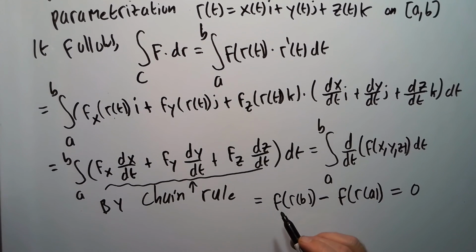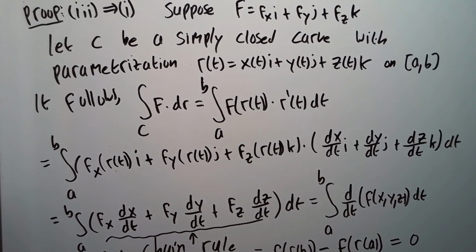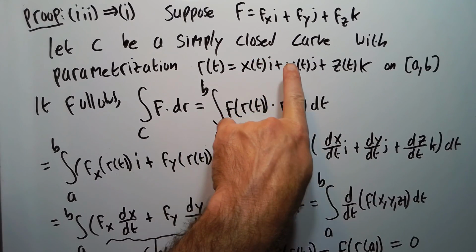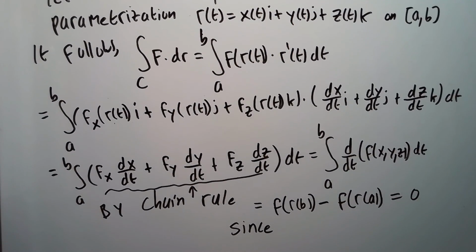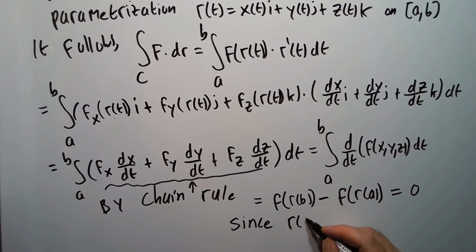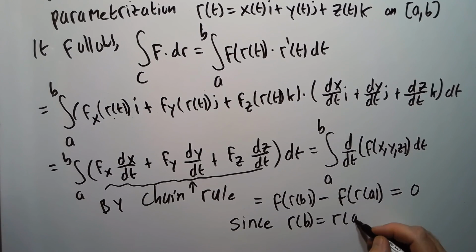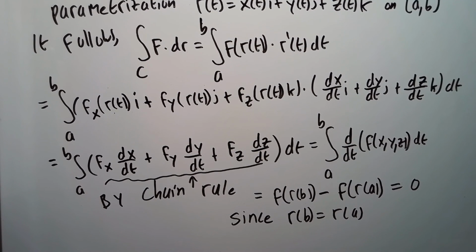since we're assuming, up here, that our C was a closed curve. That means that r(a) equals r(b). So since r(b) equals r(a), hence 3 implies 1. Okay, so we're done with Theorem 14 now, because we showed that 1 implies 2, 2 implies 3, and 3 implies 1. So we're done.